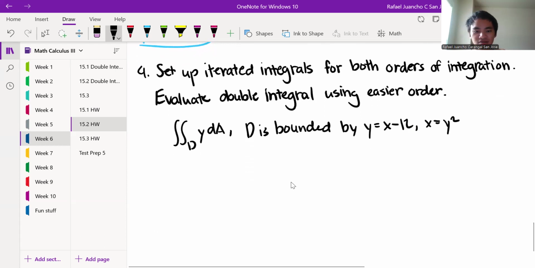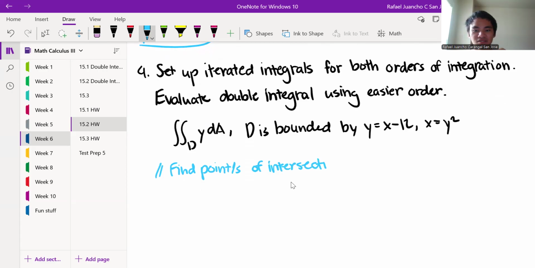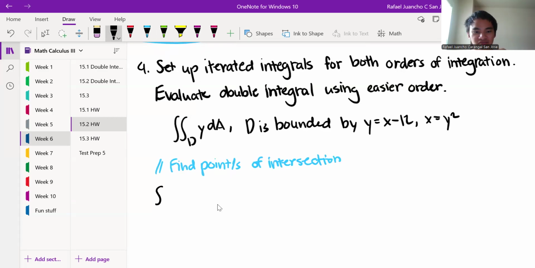And then from there, well, the first thing we want to do is find points of intersection, right? So here are the steps. So find the points of intersection. Where do they intersect, these two things? So we actually have a system here.